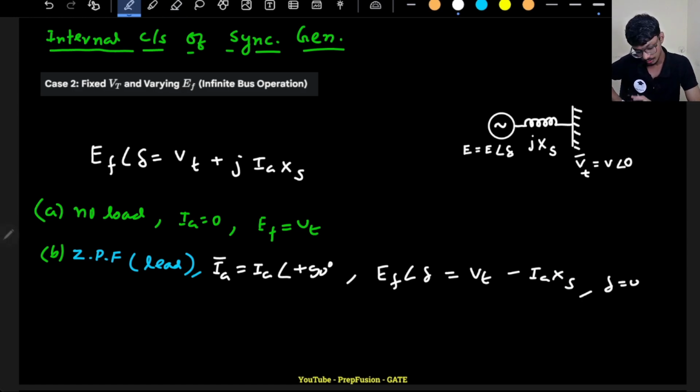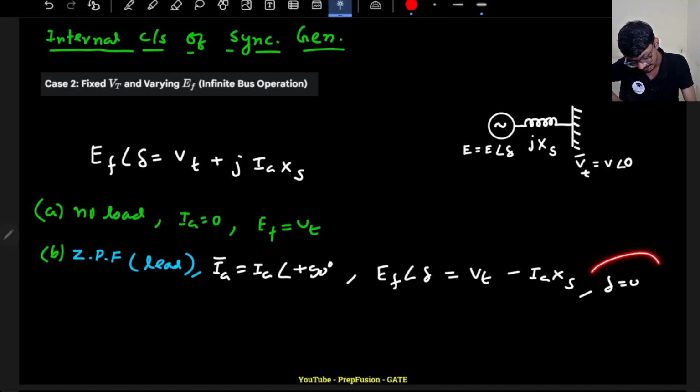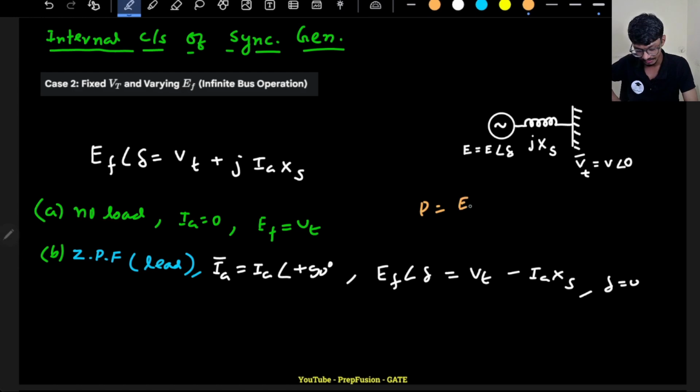So there is no active power transfer. That's why the delta is 0. That is the significance of delta, right? What does 0 power factor mean? 0 power factor means I am not supplying any active power. I am supplying only reactive power. So if I am not supplying any active power, what is my P? P is EF VT by XS sin delta.